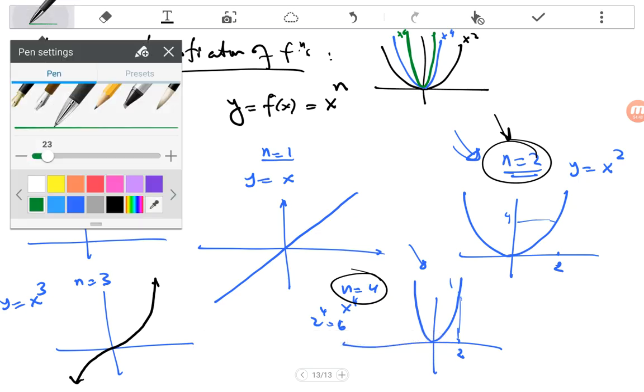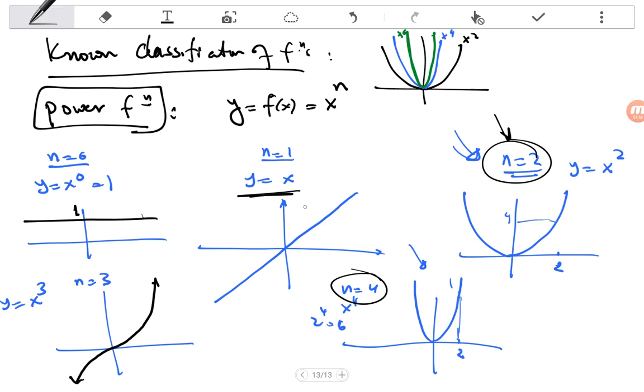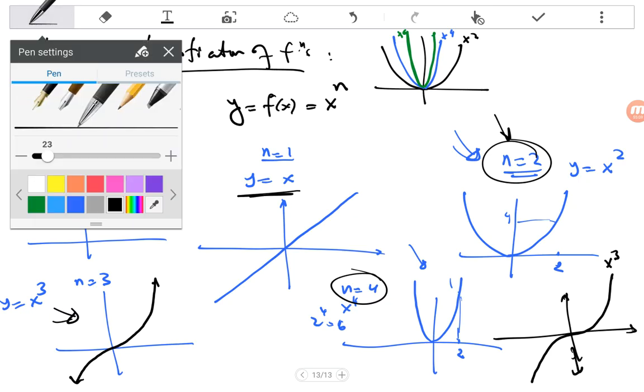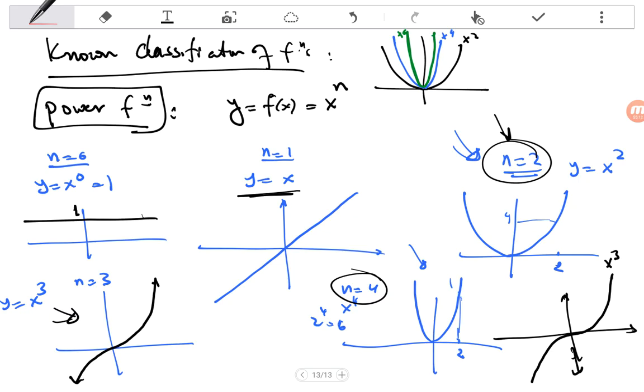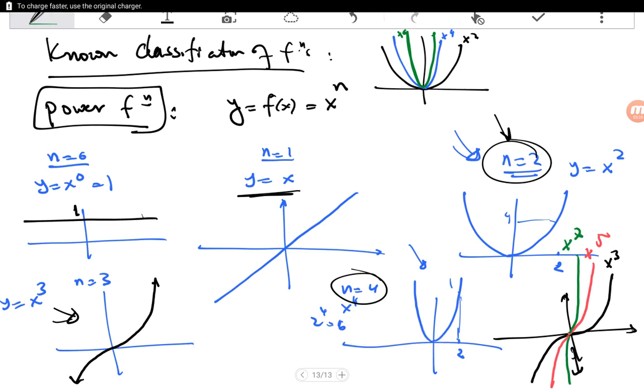What about the odd powers? For the odd, it starts with n equals 1 like this, but starting from 3, it will have the same form as x cubed. So that is x cubed. For x power 5, it will just be thinner like this. So that is x power 5. And so on, we'll have x power 7 and so on.